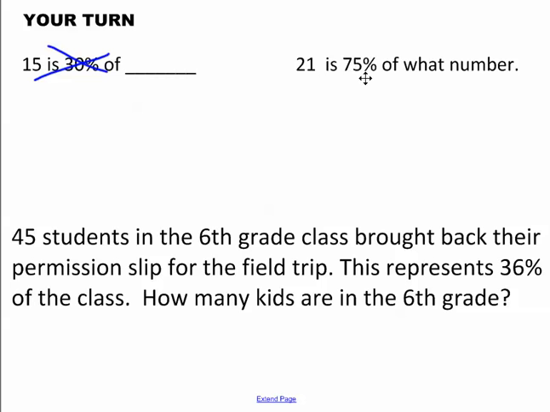So 21 is 75% of what number? Always start with your percent. So 75% is 75 over 100 equals. So 21 is, that is my part. So 21 is my part. All right, so that should go on top. All right, now I have a problem here.